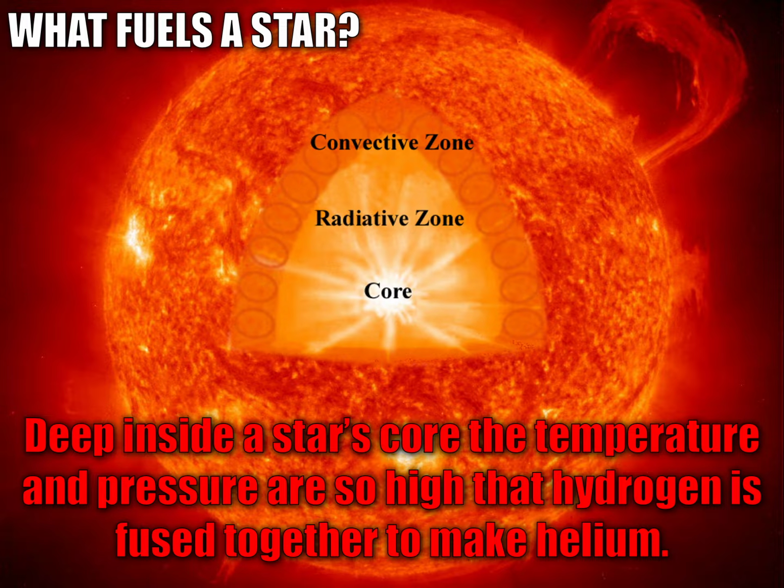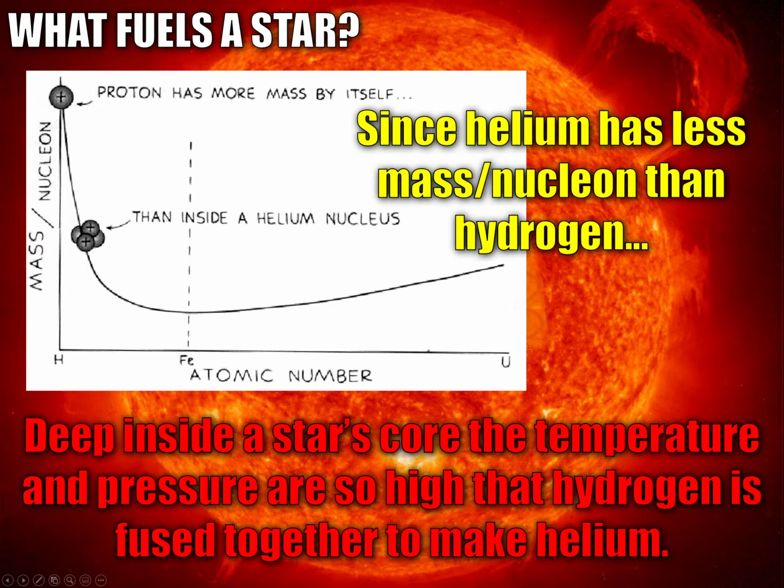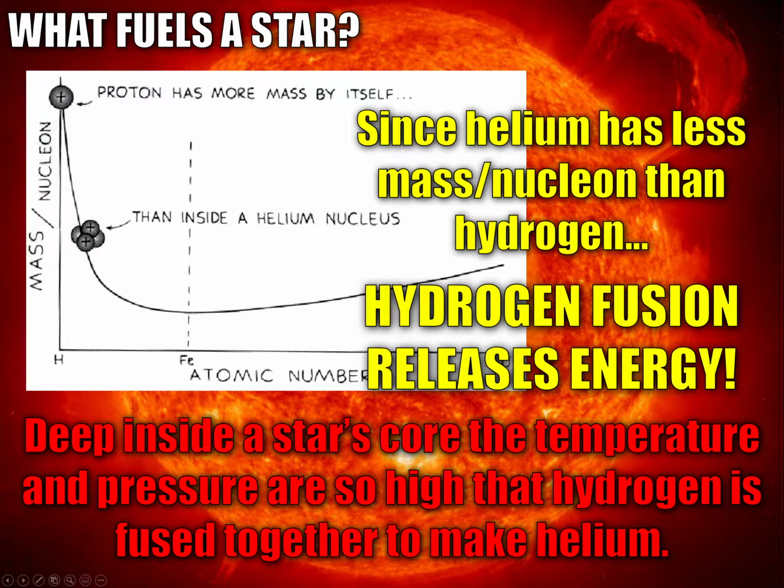Deep inside a star's core, the temperature and pressure are so high from all that gravitational pressure pulling all that mass together that hydrogen is fused together to make helium. When a proton is alone by itself, the mass per nucleon is quite high. But if we can get that proton to turn into helium, you can actually lower the mass of that proton. So a proton, when it's inside a helium nucleus, has less mass than when it's by itself. And we know that this process releases energy. So the fusion of hydrogen releases energy.